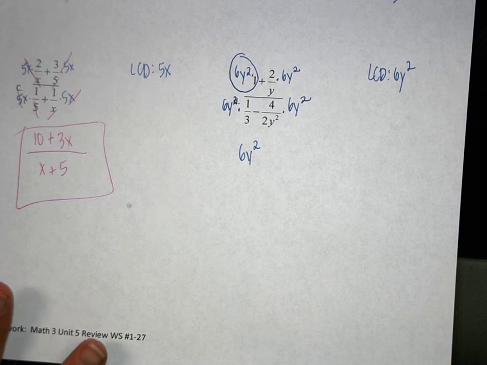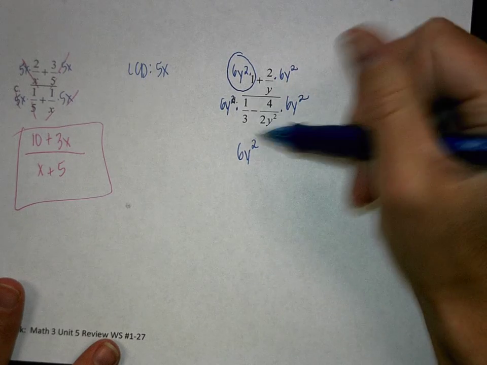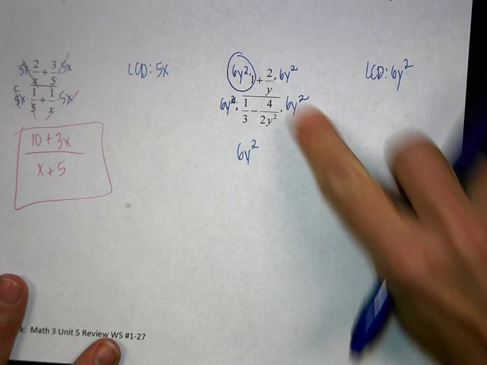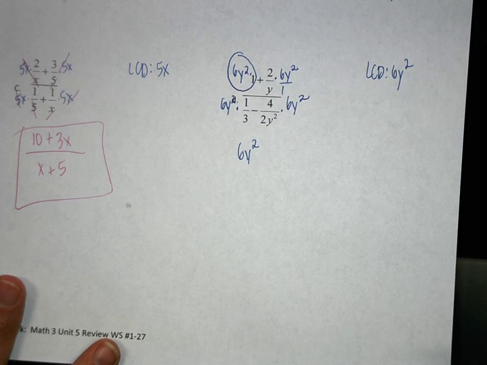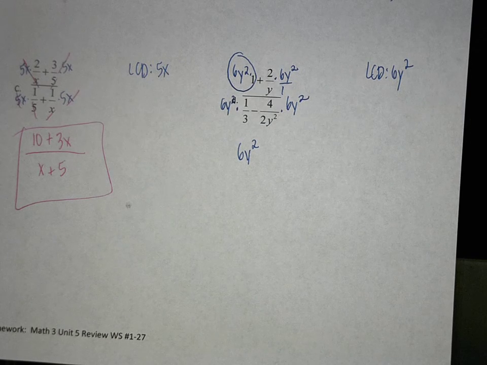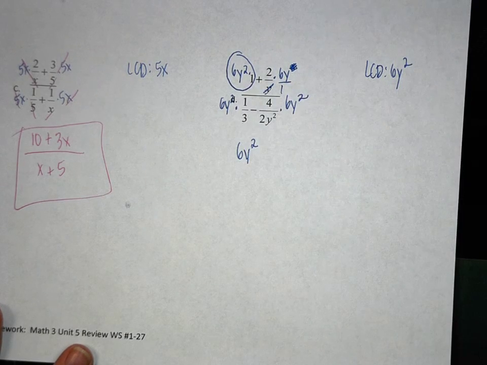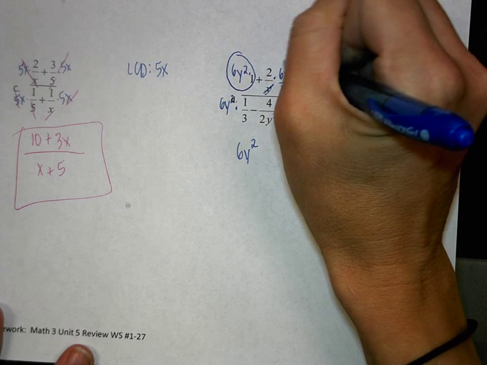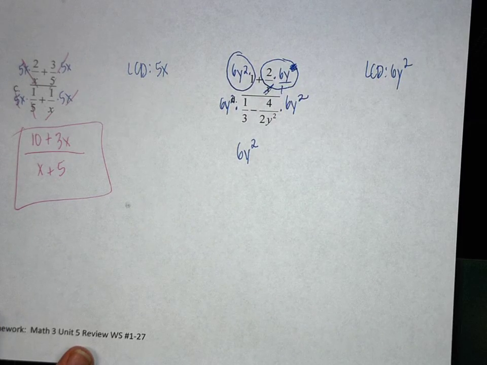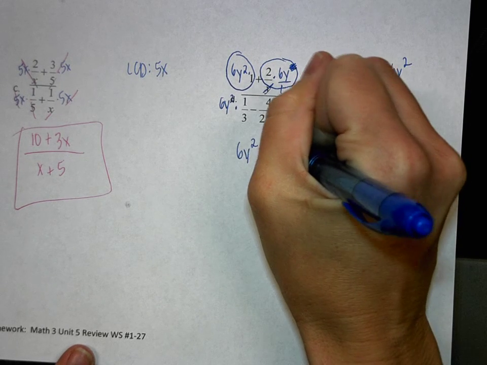Joseph, pay attention, okay? I'm going through this. On this one, if you wanted to, you could put each of these over 1 so you can really see what's on top and what's on bottom. Here, one of the y's cancels with one of these y's. And so what I have left here now is 2 times 6y, which is 12y.